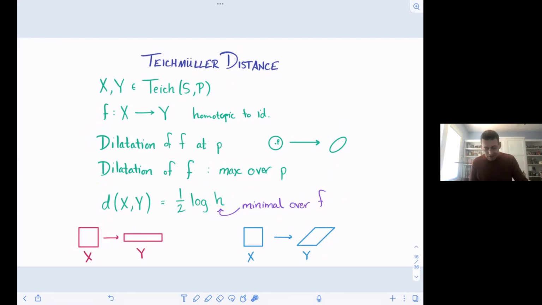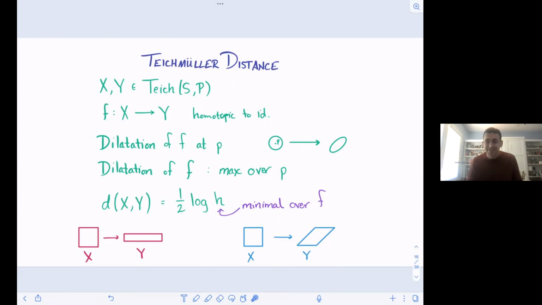So here, pretend this is a torus, this square, and this rectangle is another torus. Those are two complex structures on the torus. What's the map from the square to the rectangle that has the least dilatation? Just the affine map, the obvious map where you just stretch and contract. That's actually a theorem. It's essentially Grötzsch's problem.